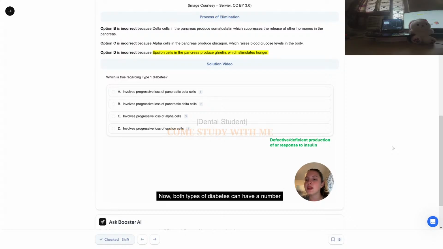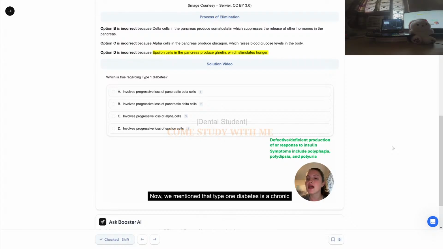Now, both types of diabetes can have a number of complications and symptoms. Diabetes is the leading cause of end-stage renal disease, blindness, and lower limb amputation, and a number of other complications are also seen. As far as symptoms, the 3 P's of diabetes are very common and likely the most well-known symptoms, and they would be polyphagia, or extreme hunger, polydipsia, or extreme thirst, and polyuria, which is increased urine production.